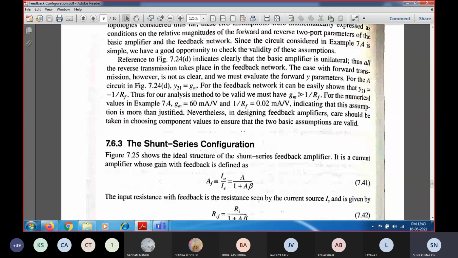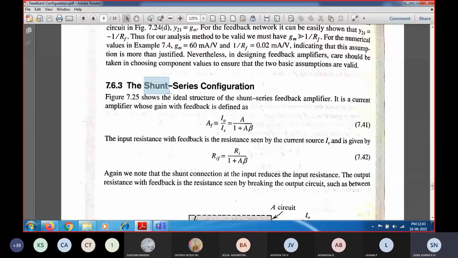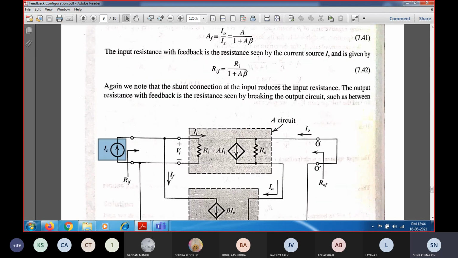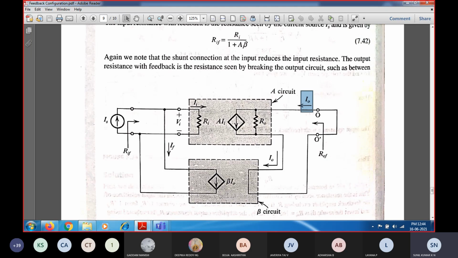The same thing for the shunt series configuration: shunt at the input side, series at the output side. Series at the output side means what type of signal you should sample? Sampling is whether it is current or voltage. Since series is there at the output side, you are going to have a current as the output, and shunt at the input side mixes current. So both are current. So it is a current amplifier: input is current, output is also current.